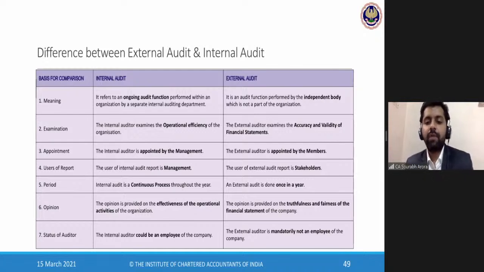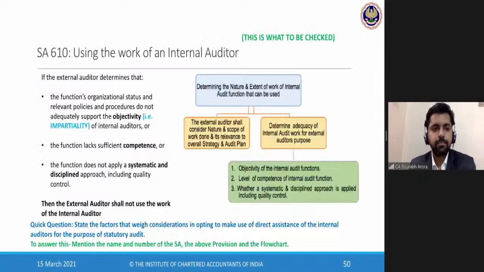And the opinion is provided here, the external audit, the opinion is provided on the truthfulness and fairness of the financial statements only. And the status of the auditor could be an employee, but mandatorily not an employee. Then we come to using the work of an internal auditor. This is what is to be checked when using the work of an internal auditor. By whom? By the statutory auditor.